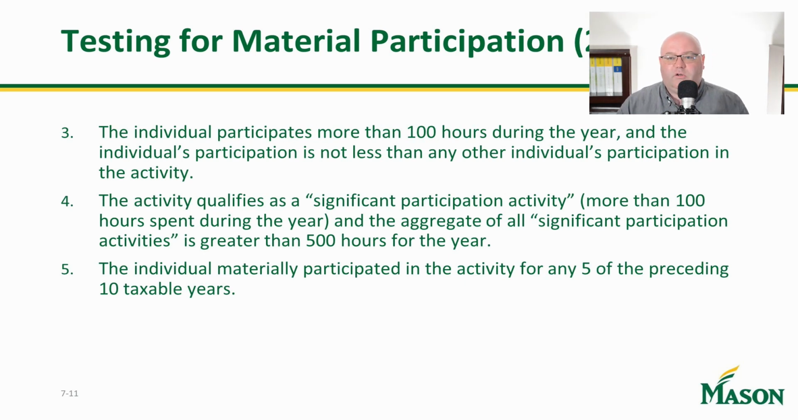The individual materially participated in the activity for any 5 of the preceding 10 tax years. So if you were a material participant for 5 years in the past 10 years, having 1 year where you go down, say for example you were pregnant and you have a kid, you take a year off, you still do a little bit of work, but not as much because you're taking care of a kid and getting yourself back to health. That doesn't mean you're going to get kicked out of material participation or active participation simply because you took that year and went down.